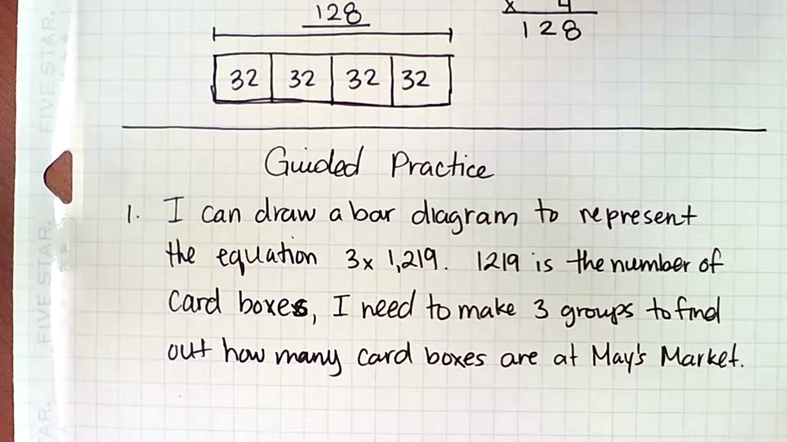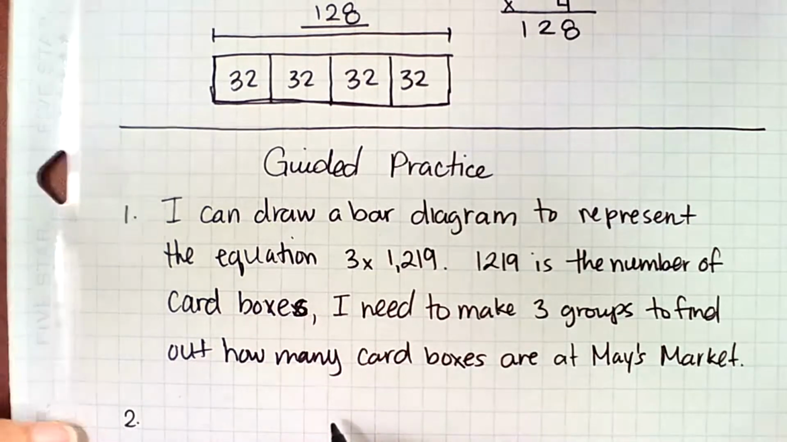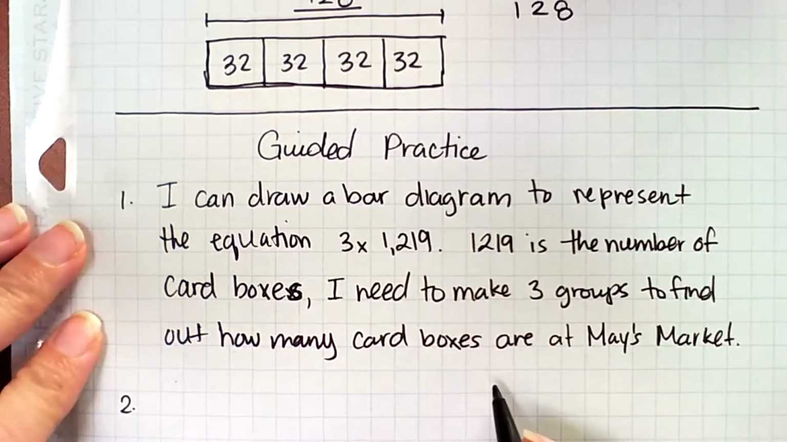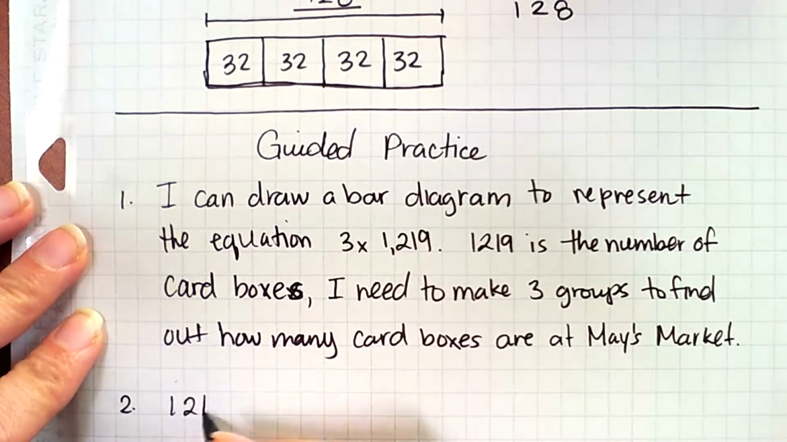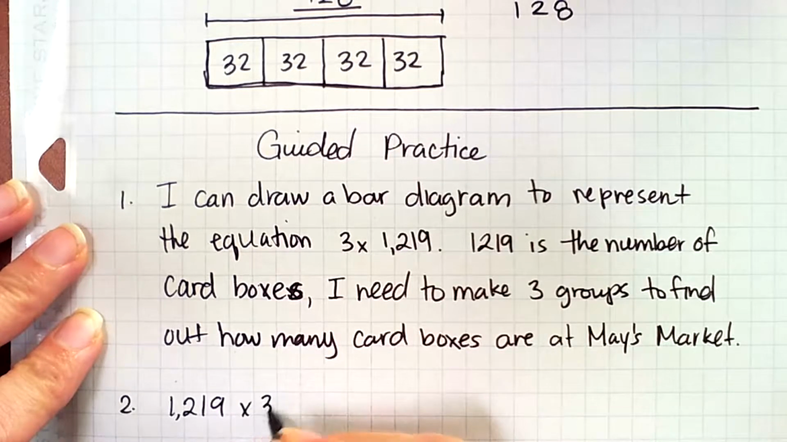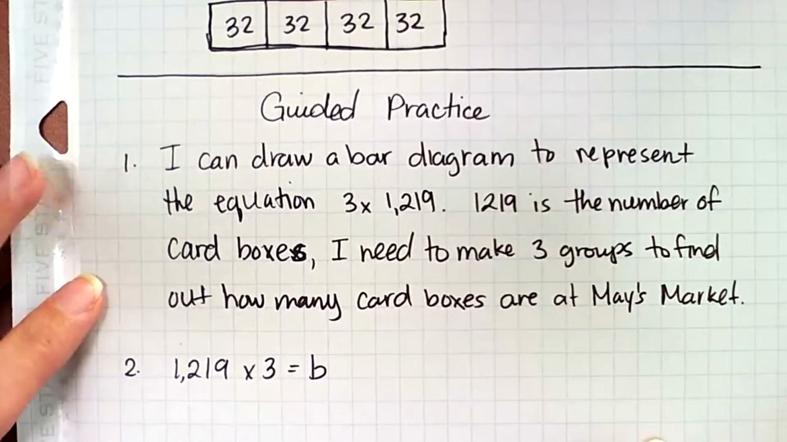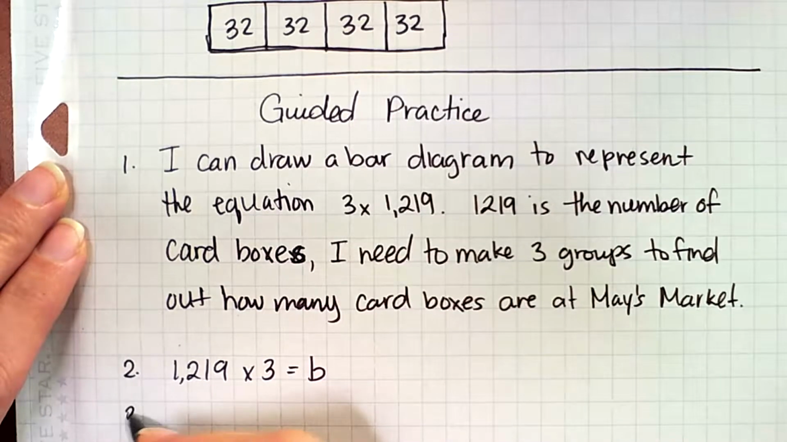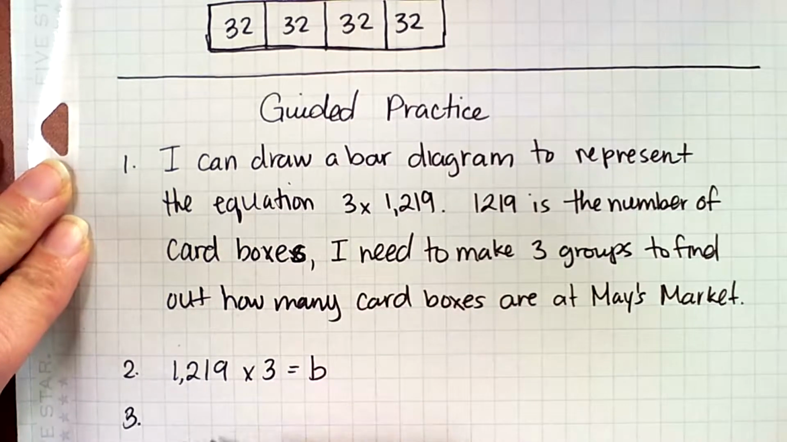Okay, so that was number 1. Number 2, what equation can you write to represent the problem? For number 1, they just asked us to explain the relationship. For number 2, we're going to write the equation. So we know that 1,219 times 3 is going to equal our variable B, because that's what they told us in the question. How many boxes B does May's Market contain? And for number 3, it says, what is the solution to the problem? So I'm going to go ahead and draw my bar diagram.